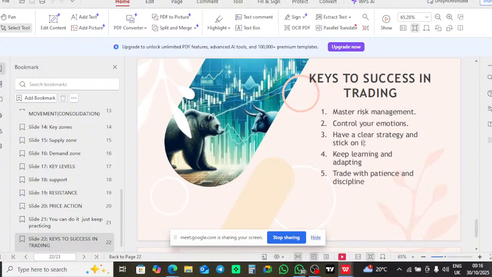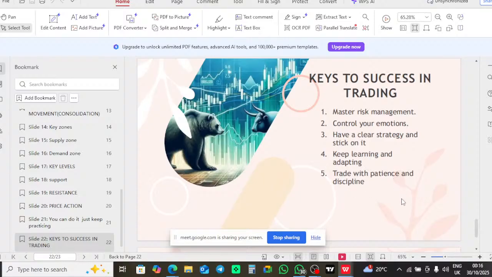Are we together? And have a clear strategy. If you don't see what you want, don't trade. It is not a must to trade every day. If you don't see what you want according to the strategy you have, then there is no need to trade. Now here, keep learning and adapting. Are we together? You must keep learning and you practice.